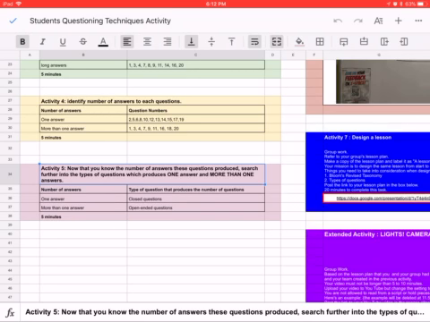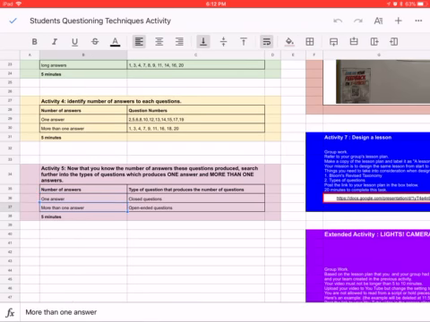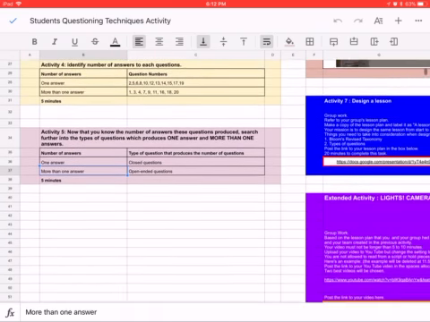So eventually they will get to activity 5, where they need to identify the type of questions that they have been looking at, because I gave them strips of paper with 20 questions. These 20 questions can be grouped into 2, one with one answer and the other with more than one answer. So they have to Google what type of question gives them one answer and what type gives them more than one answer. So they came up with the answers here: closed questions and open-ended questions.